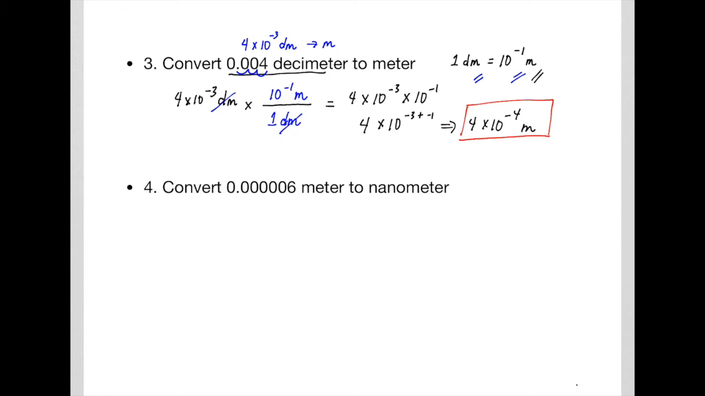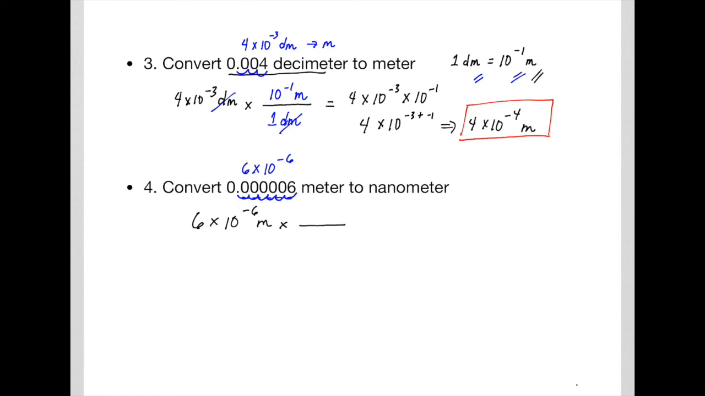Okay, next problem. We have here, convert 0.006 meter to nanometer. So how many zeros is this? Let me write it in proper scientific notation. We have here 6 times 10 raised to 1, 2, 3, 4, 5, 6. So we have here negative 6. So I will write now 6 times 10 raised to negative 6 meter times.